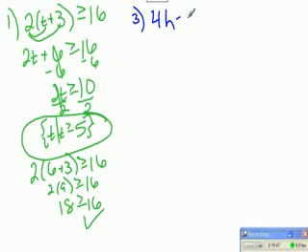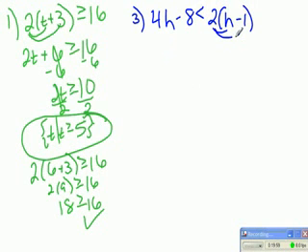Number 3 says 4h minus 8 is less than 2 times the quantity h minus 1. Alright, again, I want to distribute first. Everything on this side is going to stay the same. 2 times h gives me 2h. 2 times negative 1 gives me negative 2.